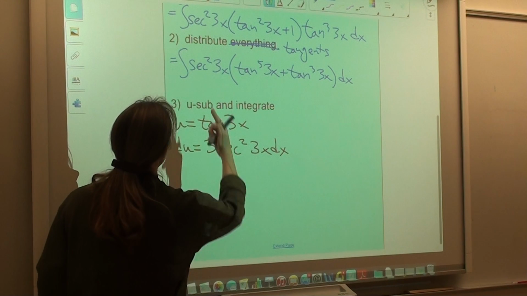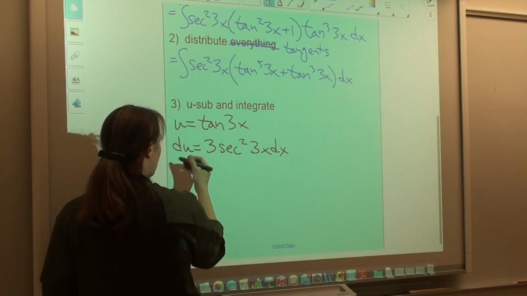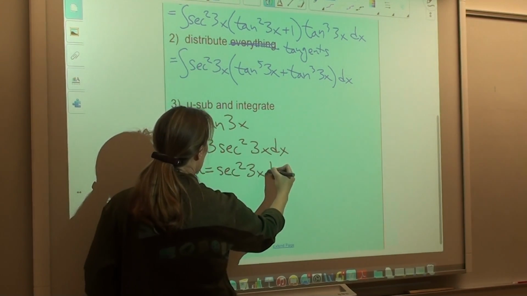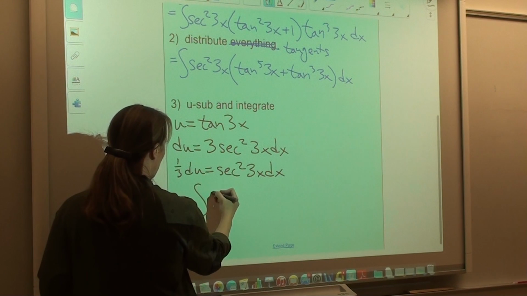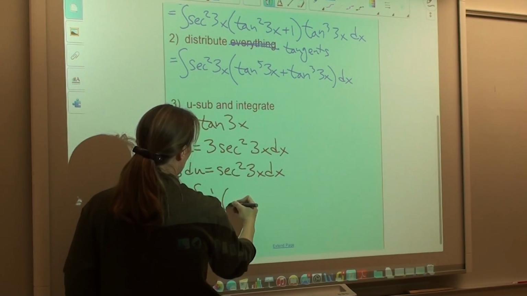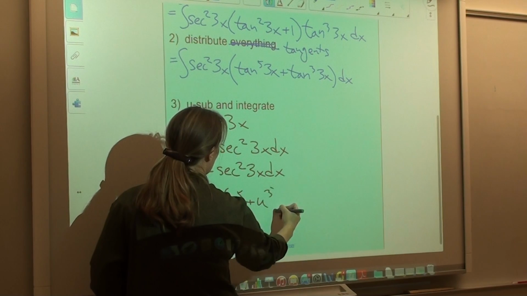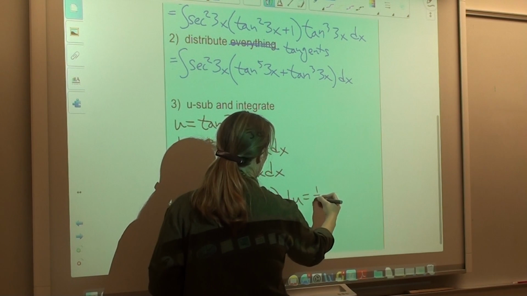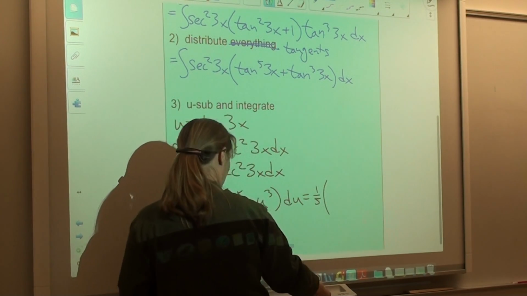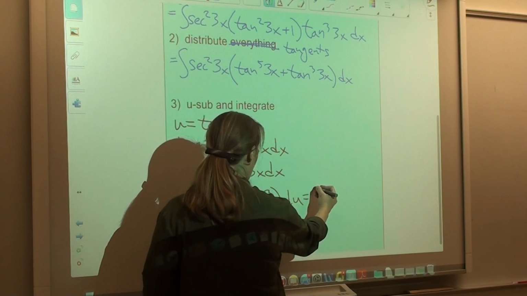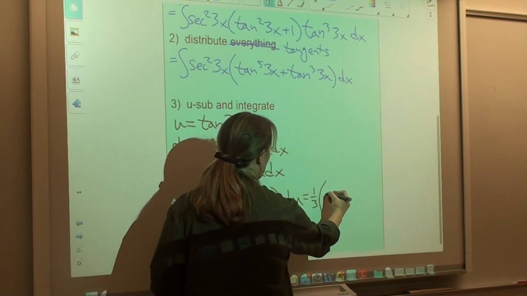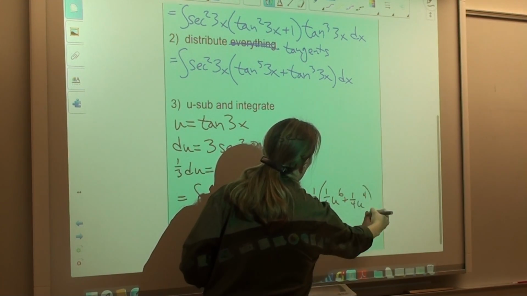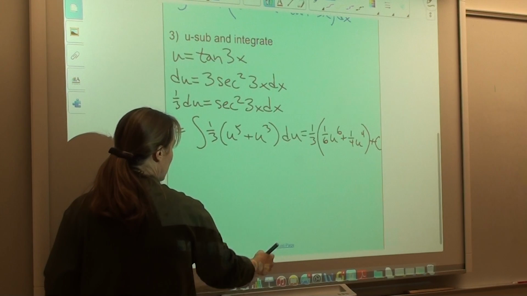All right, so now what we have here, if we divide by the 3, is the secant squared 3x dx becomes your du. And you just end up with a 1/3, and this is just u to the 5th plus u cubed du. So our integral is 1/3 times 1/6 u to the 6th plus 1/4 u to the 4th plus c, and then you just put your tangents back in.